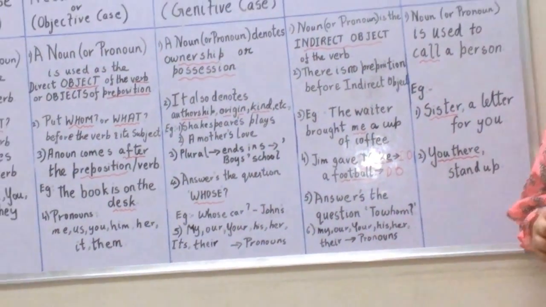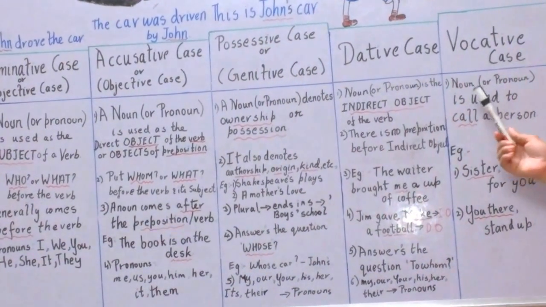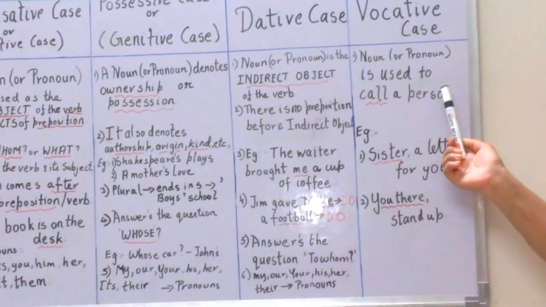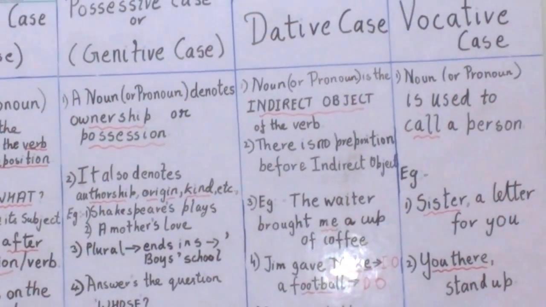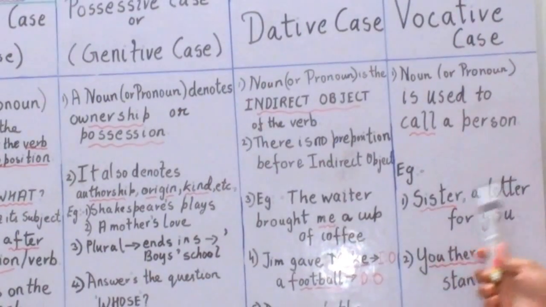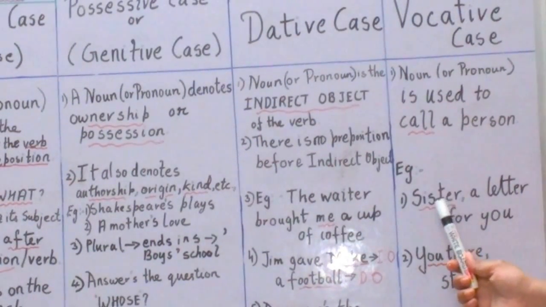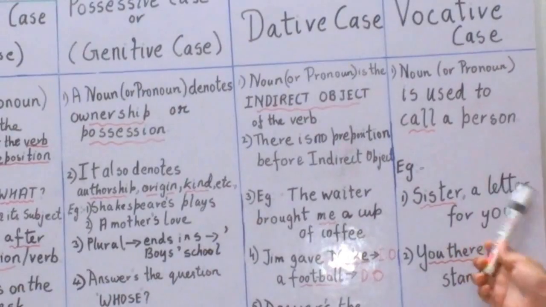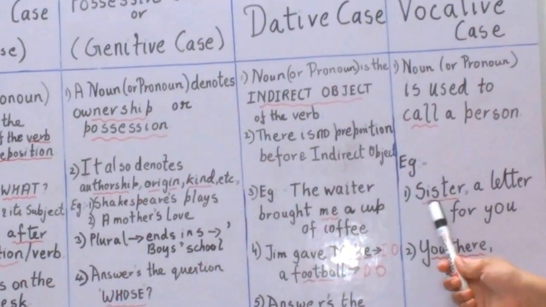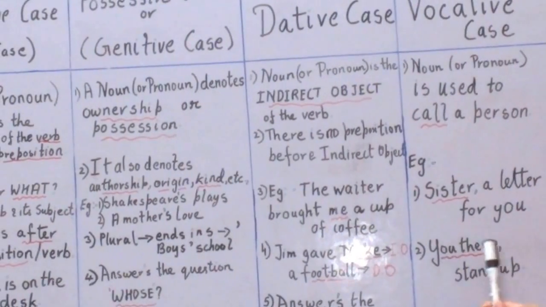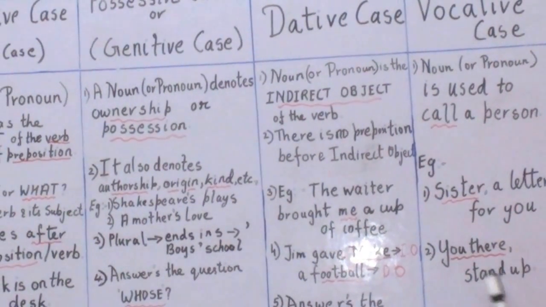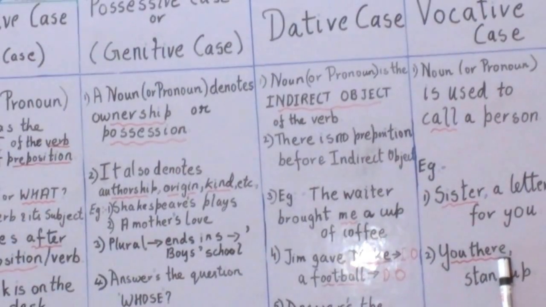Now let us learn about the vocative case. When a noun or a pronoun is used to call a person, it is called a vocative case. It is to call attention to someone. Examples are: Sister, a letter for you. Sister, with a comma separating it from the sentence, is called a vocative case. Sister is the vocative case. Here, You there, stand up. It has a comma and it's separated from the rest of the sentence. So you there is a vocative case.